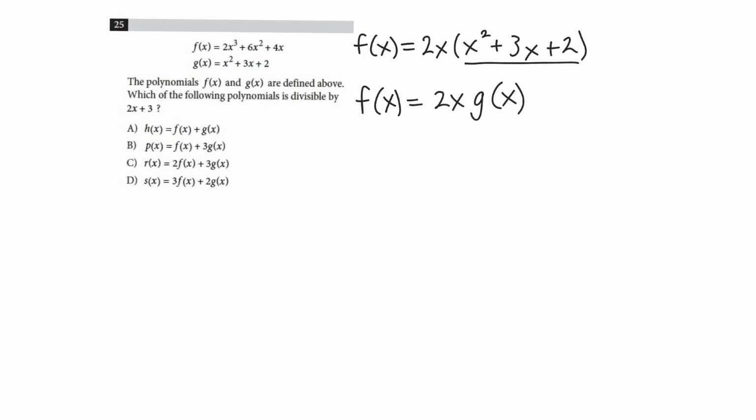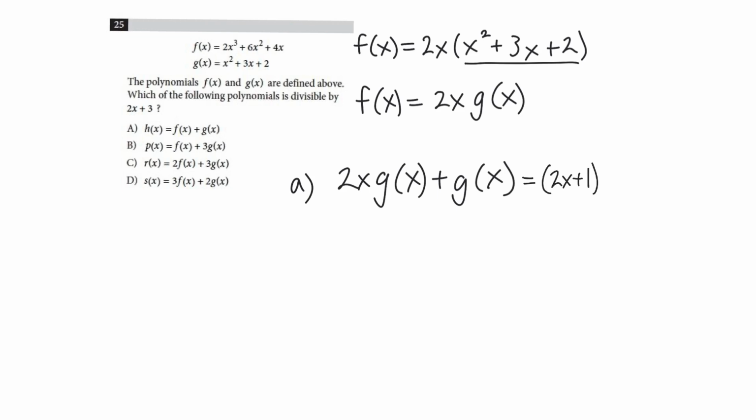All right. So let's take a look at the first expression. Well, that's going to be f of x plus g of x. That's 2x g of x plus g of x. This is A. Well, that's just going to be 2x plus 1 times g of x.